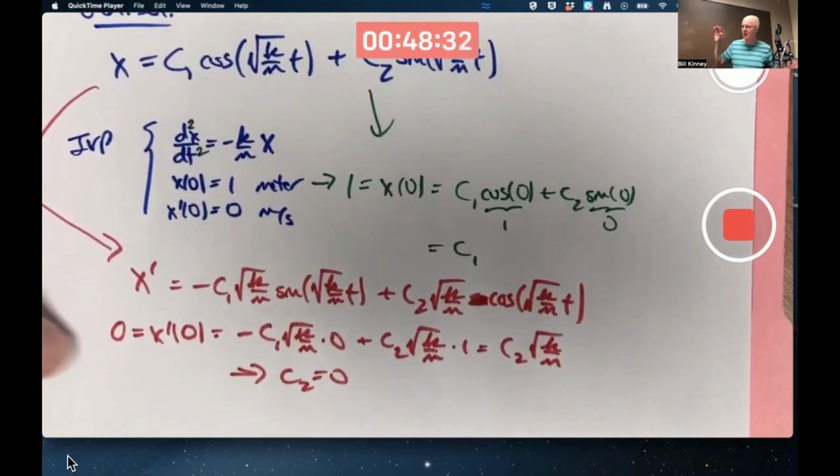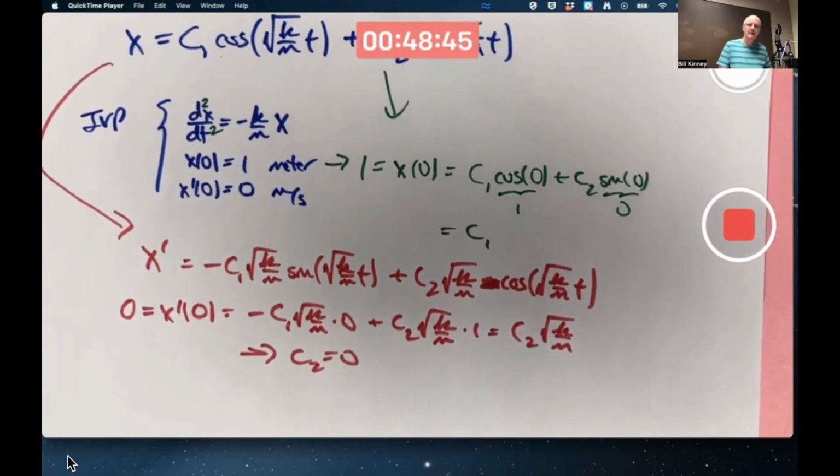If the initial velocity were not 0, like if we hit it with a hammer in one direction or the other, then C2 would not necessarily be 0. In fact, it would not be 0. By the way, when you hit with a hammer, you don't have to worry about the minuscule amount of time as the hammer is impacting the mass. It's just too complicated to worry about. Keep it simple. Just assume that the initial velocity is something non-zero.